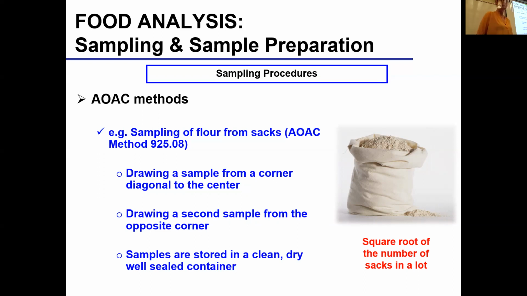The way you do it, that's an official method of sampling of flour. You draw a sample from a corner, diagonal to the center, and then you draw a sample from the other corner, the opposite corner, also diagonal to the center. Then the samples you have are stored in a clean, dry, well-sealed container. So now you have your samples from each bag to be analyzed.